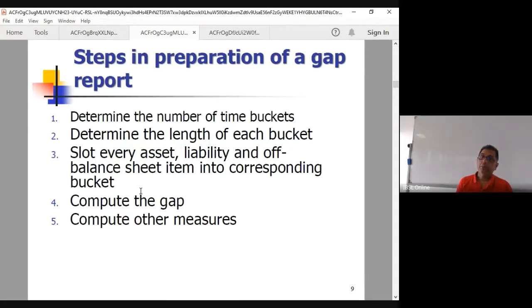Number one, you have to decide on the number of time buckets you want to get into. And here we discussed the fact that having too many is as unproductive as having too few. So you need to figure out the correct number based on your institution and based on how your assets and liabilities are spread out. And even within that, you've got to figure out what the length of each of the buckets is.